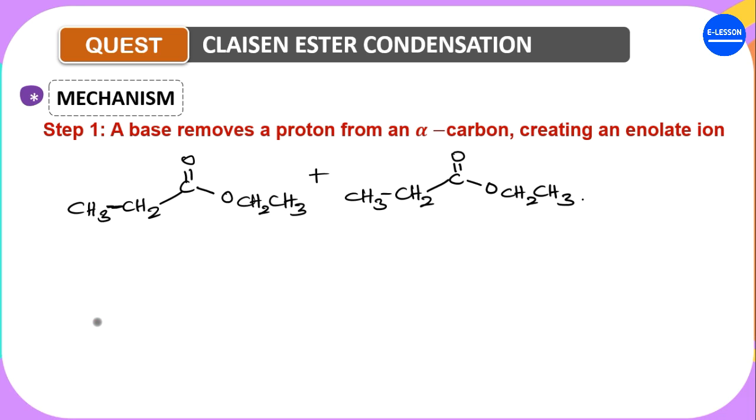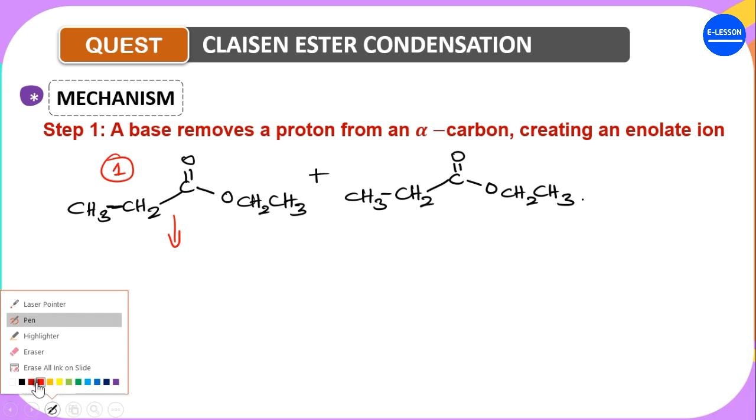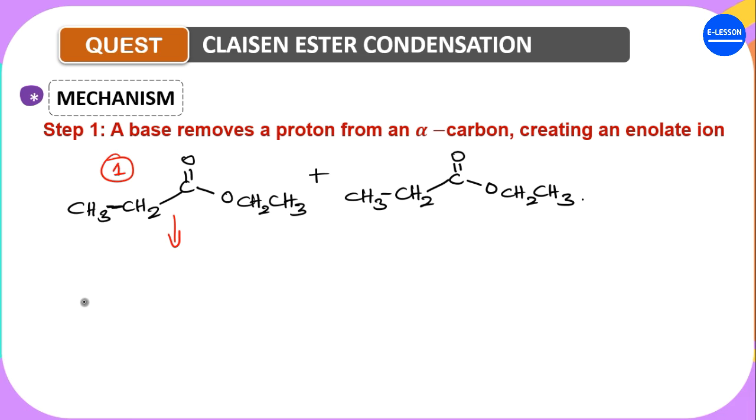Now, the first step says a base removes a proton from an alpha carbon, creating an enolate. The first thing is, let us pick this one and solve with this one first. So we say this is number 1. This is the first one we are working with. Then later we condense it with this one, which is the last one, the last ester. So working with that one first, let's pick it out.